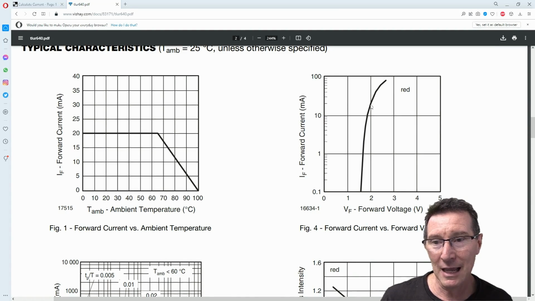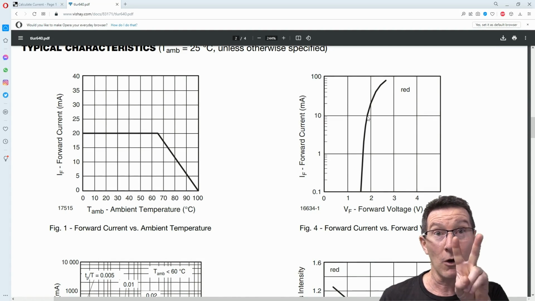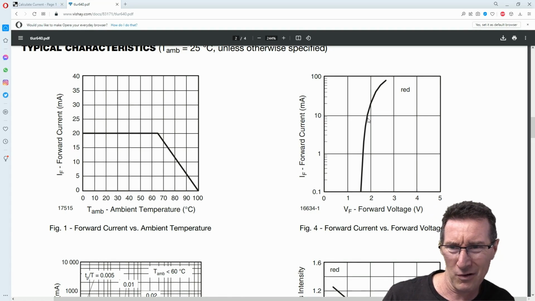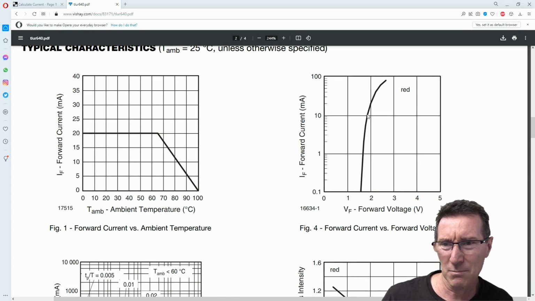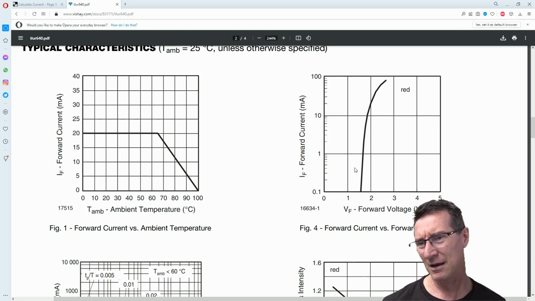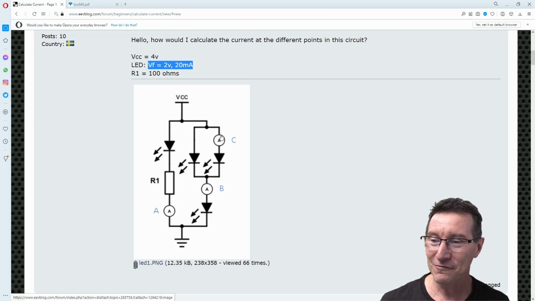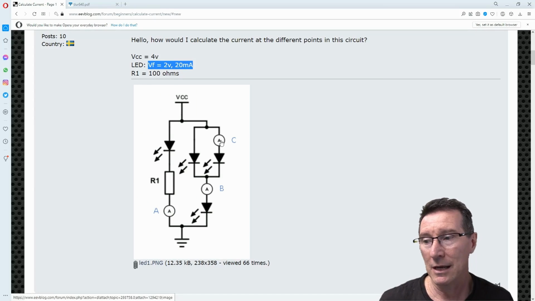But if you've got 10 milliamps, which we know is in both of those legs, assuming they're matched, due to Kirchhoff's current law, then you look at it and it's like 1.8 volts, maybe 1.85 or something like that. Like it's completely screwed up. Anyway, so the answer for C here is, of course, 10 milliamps.